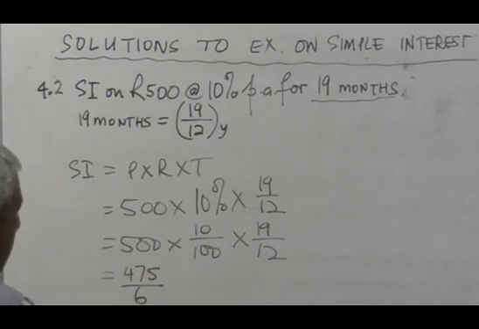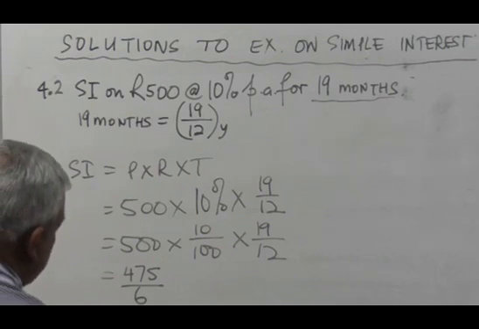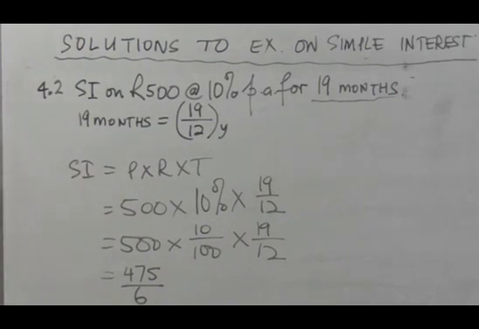You convert that by pressing the SD button, and you get 79.166, which is actually equal to 79.17. We're dealing with rands and cents, so you round off to the nearest cent. Because that is more than 5, this will change by 1. It will come 1 extra, so it's 79 Rand 17 cents. That's 4.2. We'll give you a few seconds to take that down.